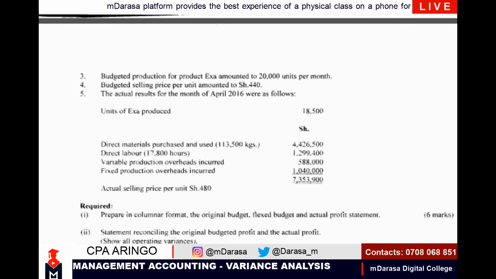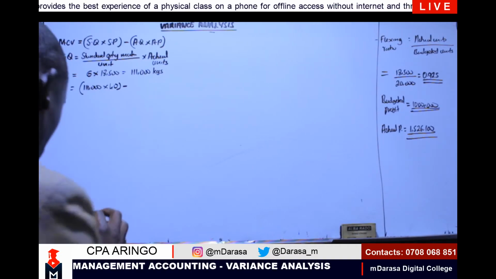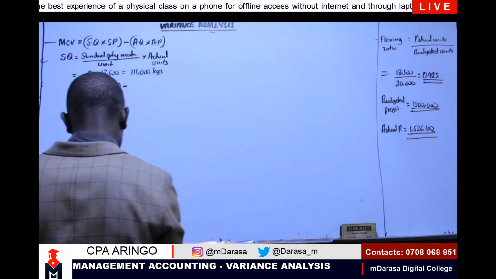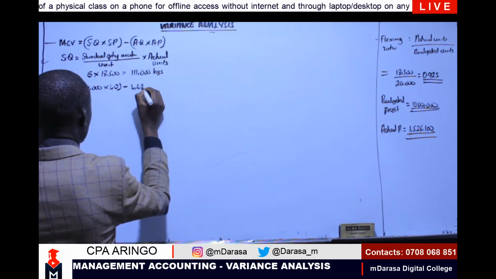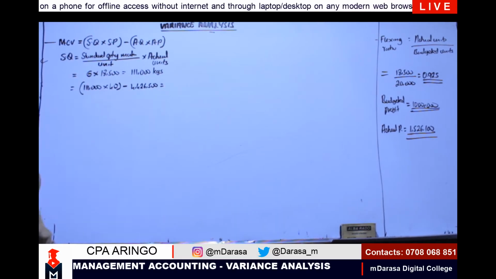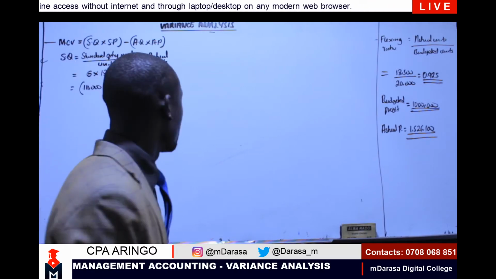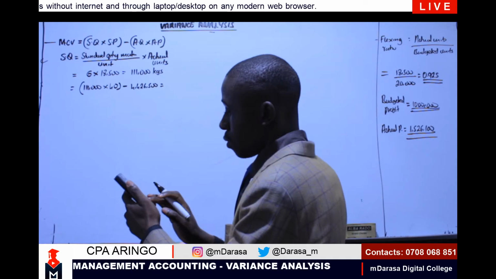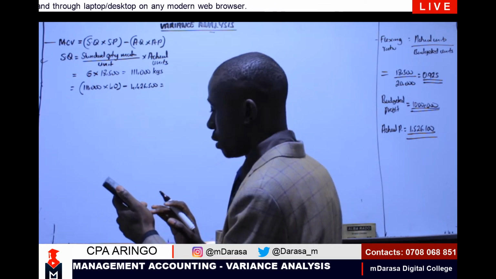Instead of first going round, we'll just take our figure directly there: 4,426,500. Now the budgeted cost is 111,000 kgs. We multiply by 40. That should give us a variance of how much, my two students?